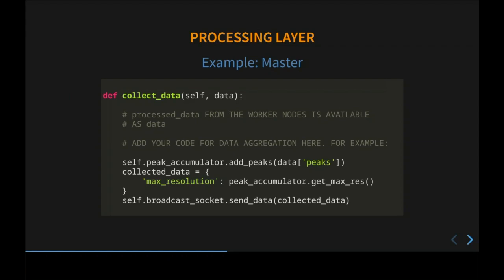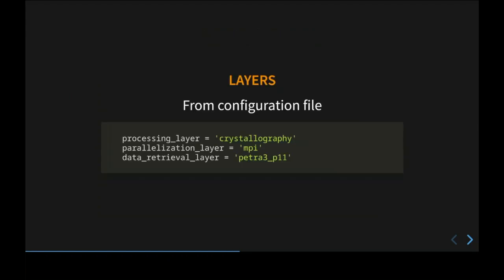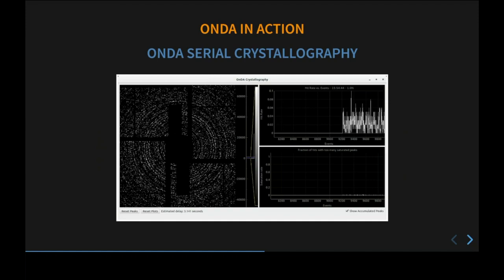But enough with the theory. It was said in a meeting that people running the experiments don't care about all of this. This is nice, but this is all architecture. What they want to do is run the experiment. So the first thing they have to do, in the configuration file, they just specify which layers are used, and if they want to run the same crystallography problem at Petra 3 or LCLS, all they need to do is change this, and someone coded the data retrieval layer that allows them to run the crystallography layer everywhere.